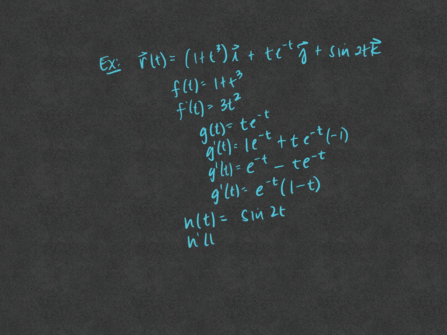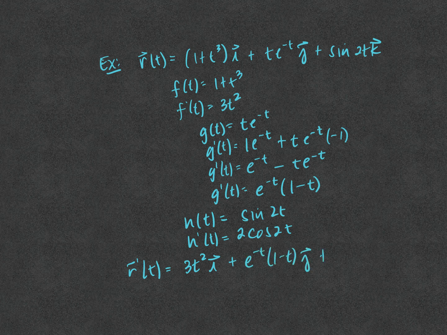So the derivative h prime of t, the derivative of sine of 2t is cosine of 2t. Chain rule, the derivative of the 2t is 2. So then r prime of t equals, the first derivative is 3t squared, and we're using the ijk notation, plus e to the minus t times 1 minus t times j, plus 2 cosine 2t times k. So that's the derivative. That's part A of the problem.